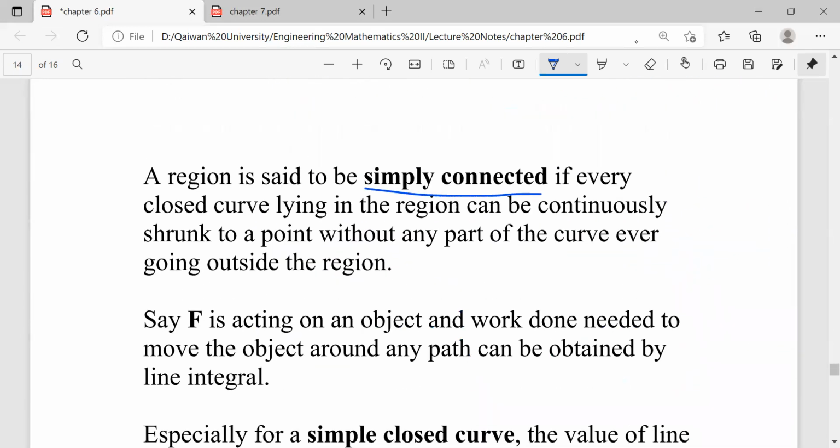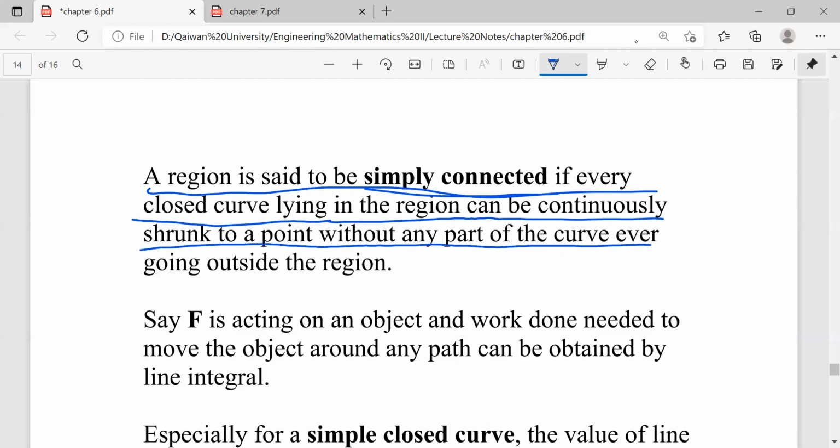And you have simply connected region. We say a region is simply connected if every closed curve lying in the region can be continuously shrunk to a point without any part of the curve ever going outside the region. That means the closed curves are inside the region. If the closed curves are inside the region, we say that it is simply connected.